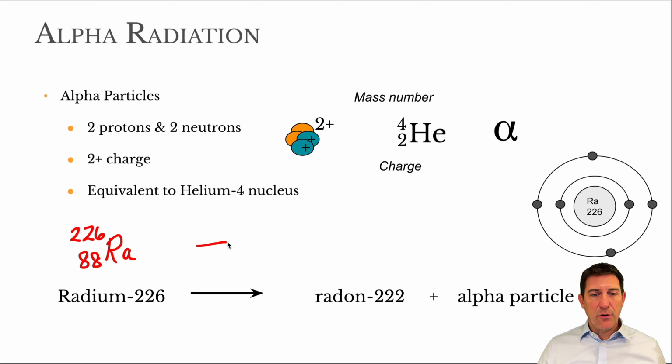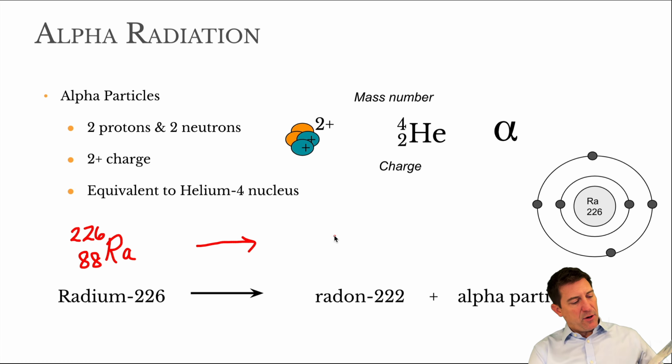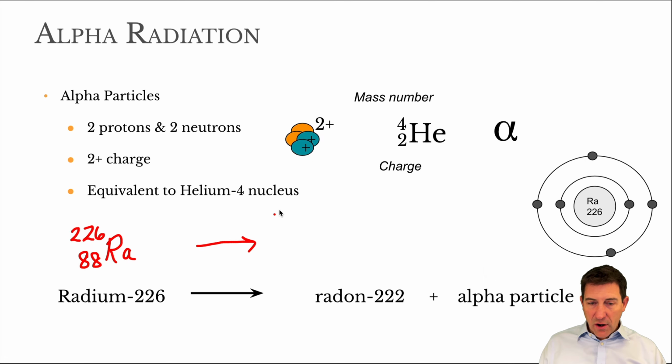I put an arrow to show that this radium-226 is going to undergo some sort of change. Something is happening to it. And I find out that when it changes, it actually breaks into two particles. One of those particles is radon-222. So I find radon on my periodic table. It's right here. It is number 86. So I write down Rn for radon, and radon has an atomic number of 86, so I put that down here. And this particular radon is 222.